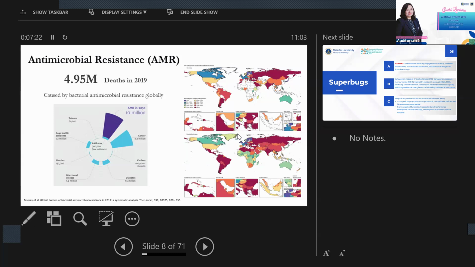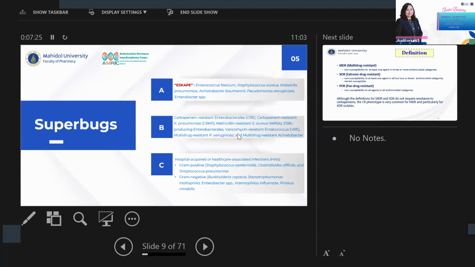So after that, we got superbugs. I think you would be familiar with some of this. The first group of superbugs we call ESKAPE. Each letter stands for a bacterium: E for Enterococcus faecium, S for Staphylococcus aureus, K for Klebsiella, P for Pseudomonas, and E for Enterobacter. So the first group of superbugs which are highly resistant to antibiotics came out, and we call it ESKAPE.